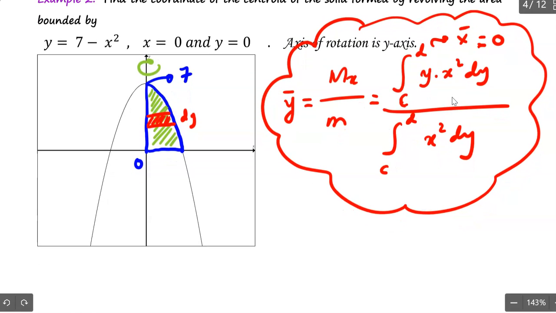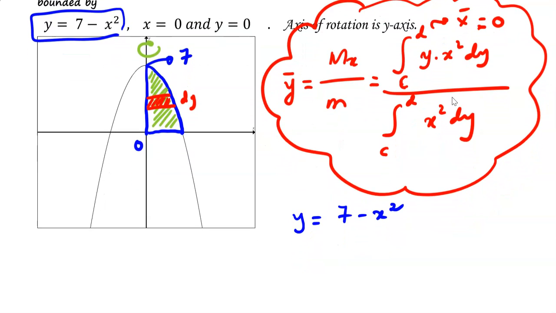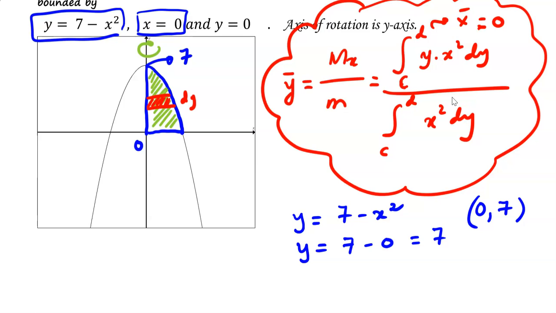So this is given to us: y equal to 7 minus x squared. Given x equal to 0 here, you can just substitute x squared as 0, so that y equal to 7. So when x equal to 0, y is equal to 7. So that is the point that we have. So then we are going to work with y values from 0 to 7.